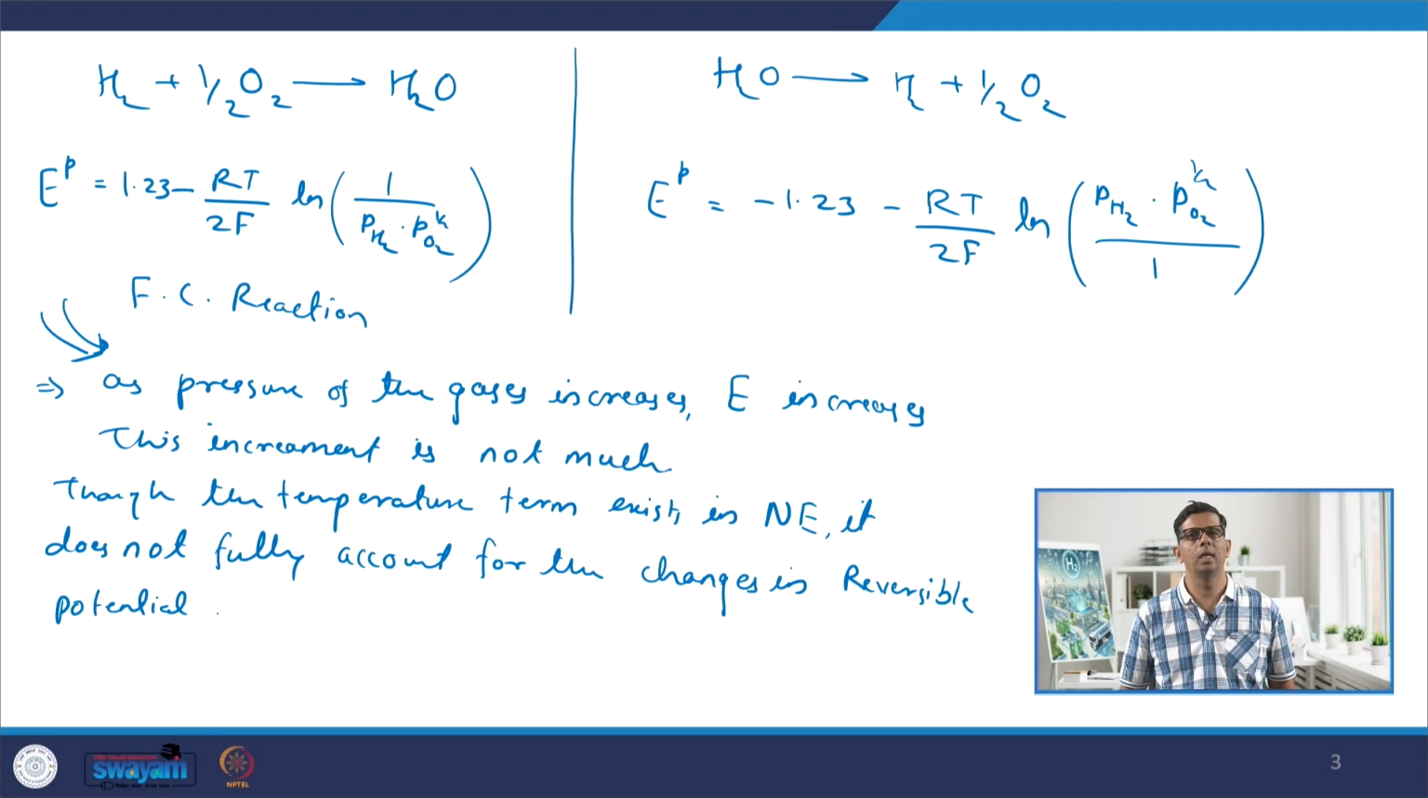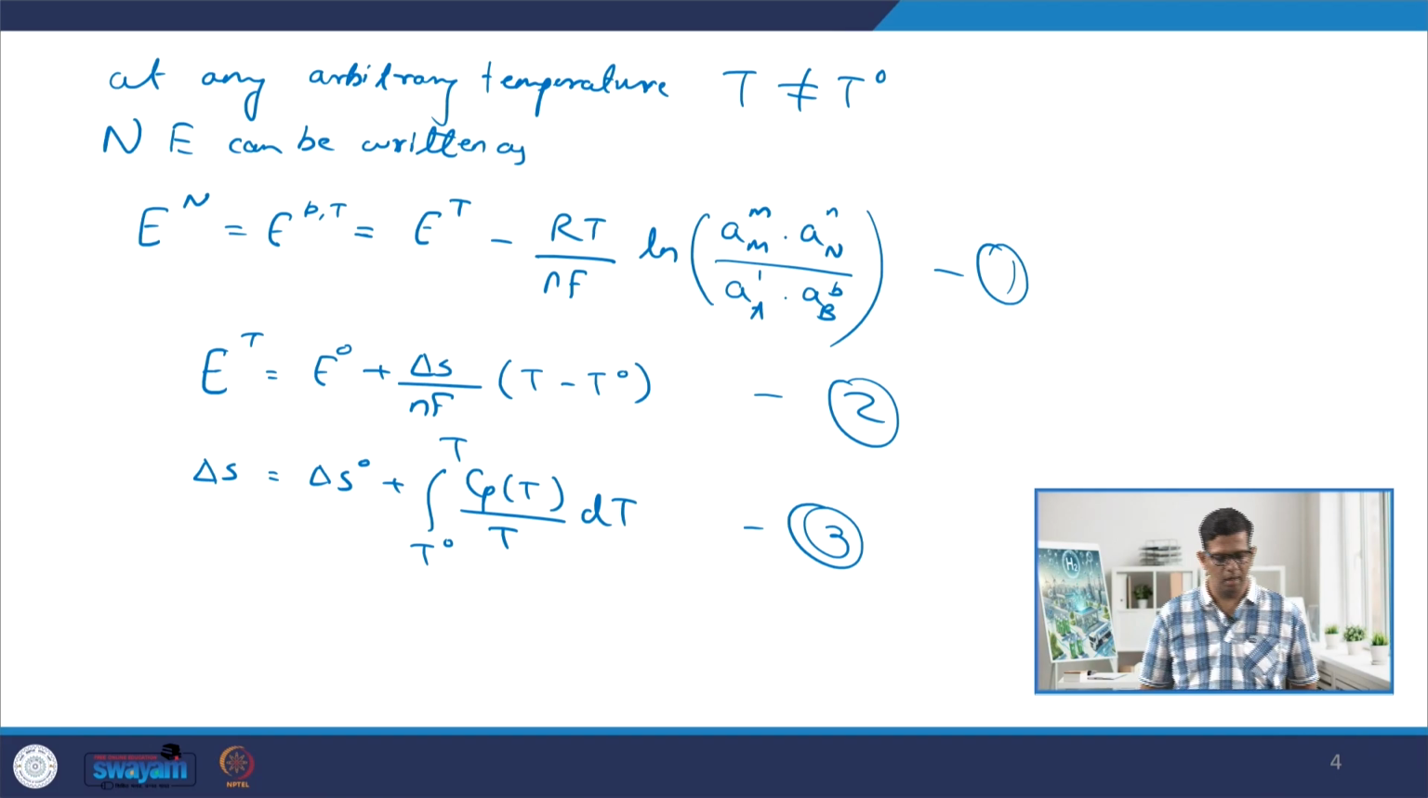and this does not fully account for the changes in the potential. That is why we went ahead and wrote the Nernst potential as E_N, that is E at pressure P and temperature T, the Nernst potential at any arbitrary pressure and temperature, which is equal to E_T, the reversible potential at an arbitrary temperature T, where T is not equal to T naught, minus RT by nF ln and the rest of the components in the equation remain the same. This E_T is equal to E naught plus the entropy change divided by nF multiplied by the change in temperature.